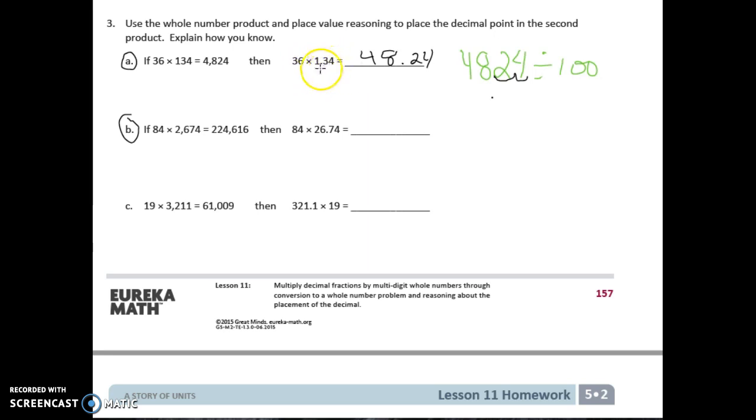And then think about every 3 days. 34 plus 34 plus 34. That's a whole other dollar. So that seems right that it's going to get you 48. Now let's take a look at the next one.